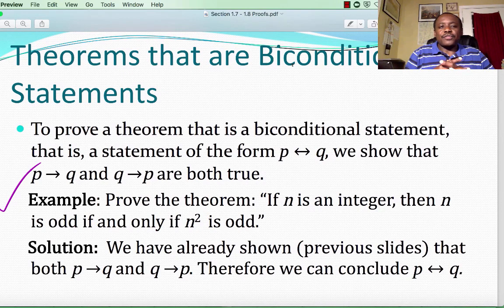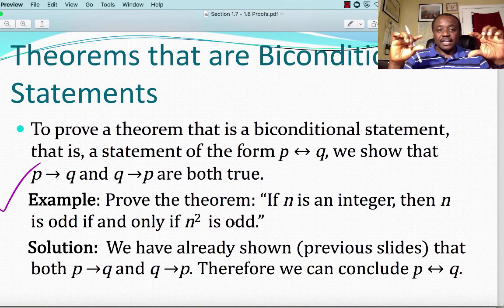Now, a couple of theorems or problems you would see would be biconditional statements. If I ask you to prove a biconditional statement, what do we do? And after this, we shall look at equivalence, to prove that the following statements are equivalent. How do we handle such proofs? Example, prove that if n is an integer, then n is odd if and only if n squared is odd. It's going both ways.